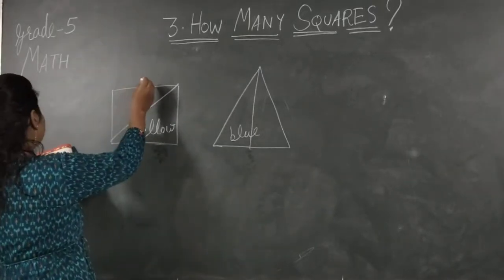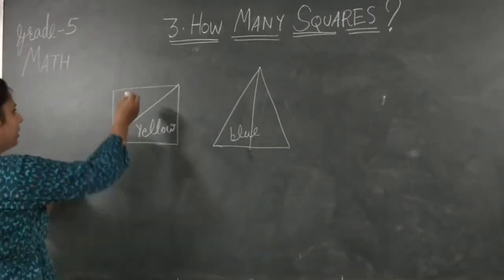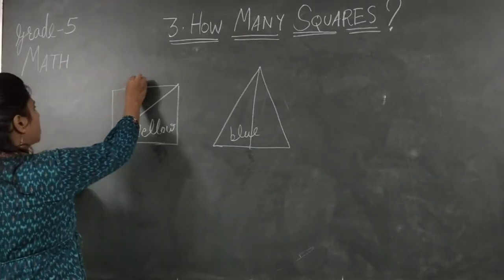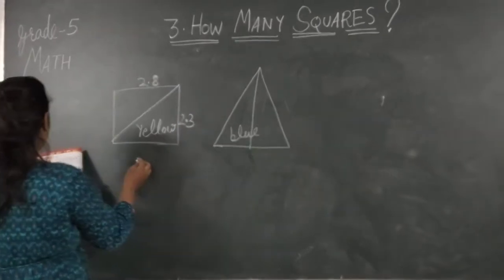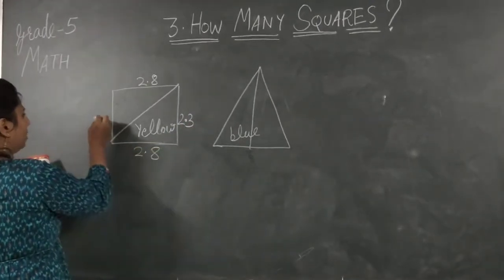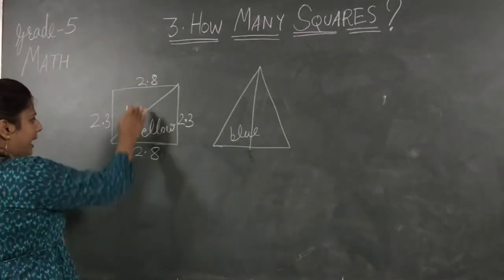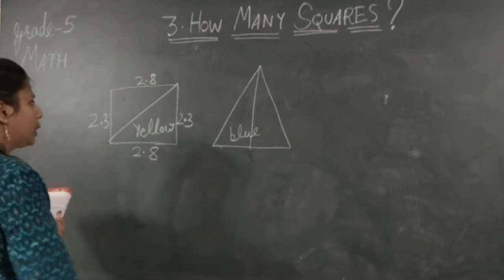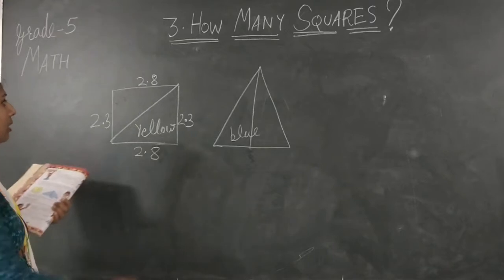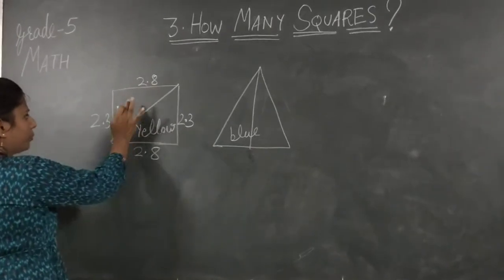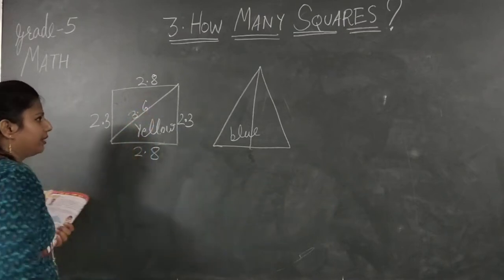Here I measured this side with the scale, you can say ruler. I got the length of this shape as 2.8 centimeter, 2.3 centimeter, 2.8 centimeter. Now you can say this is a rectangle because opposite sides are equal: 2.3, 2.3, 2.8, 2.8. Now it also looks like a triangle, so we have to find this side also. I got this is 3.6 centimeter.